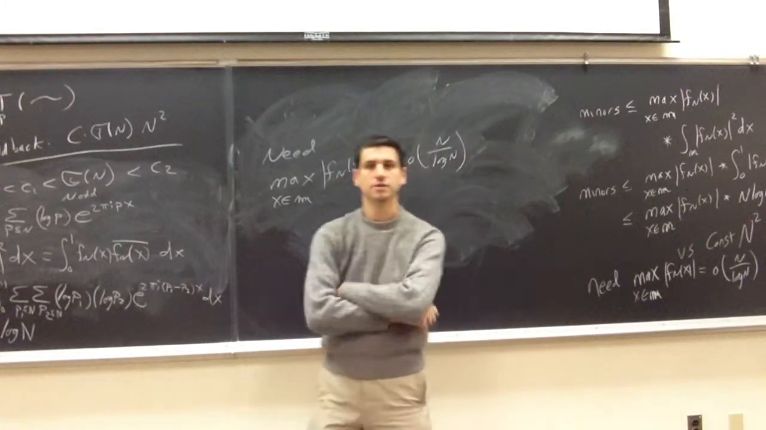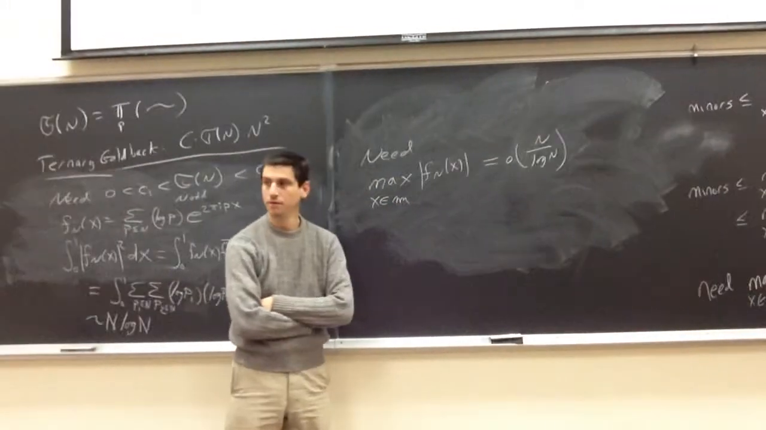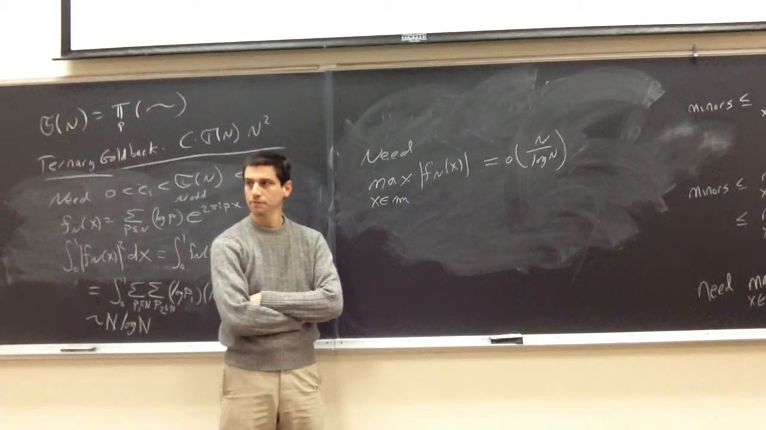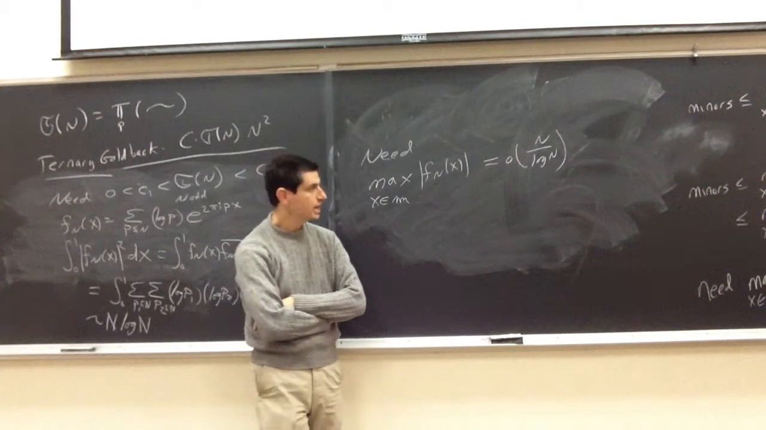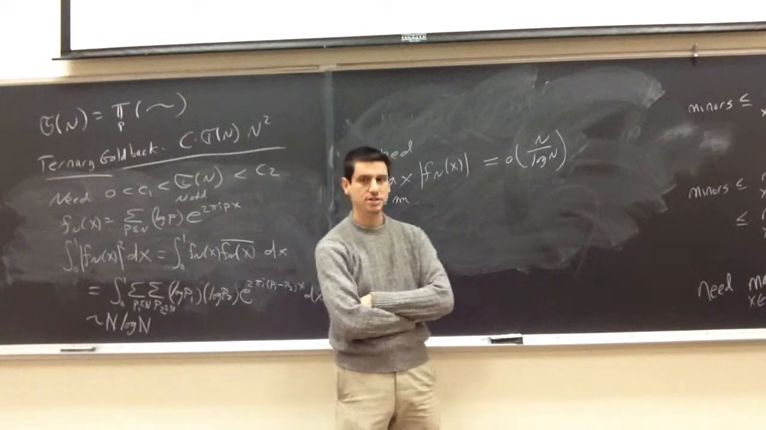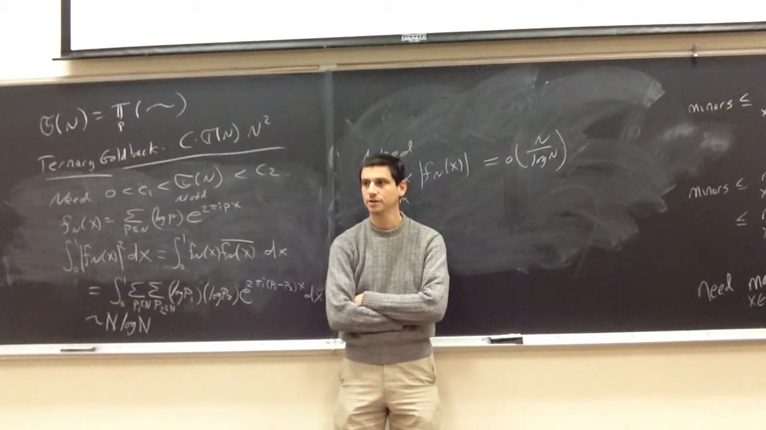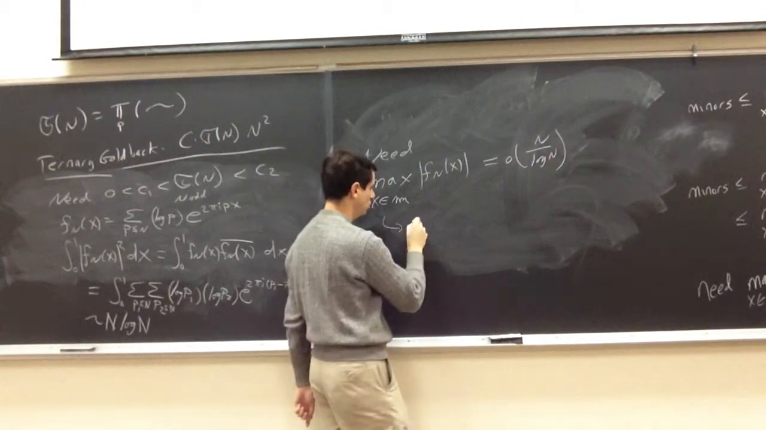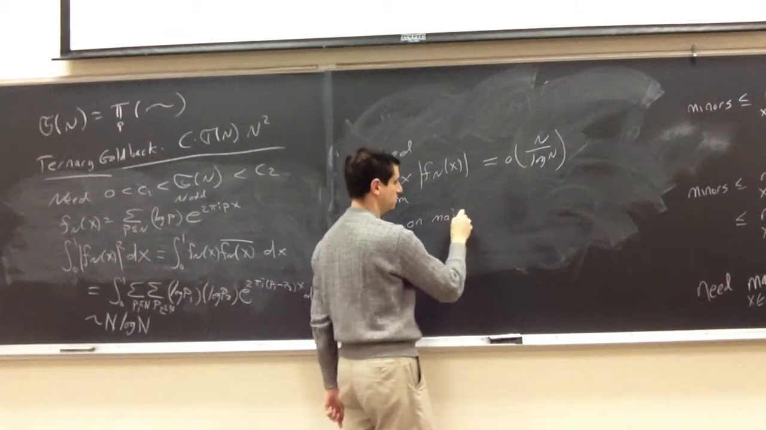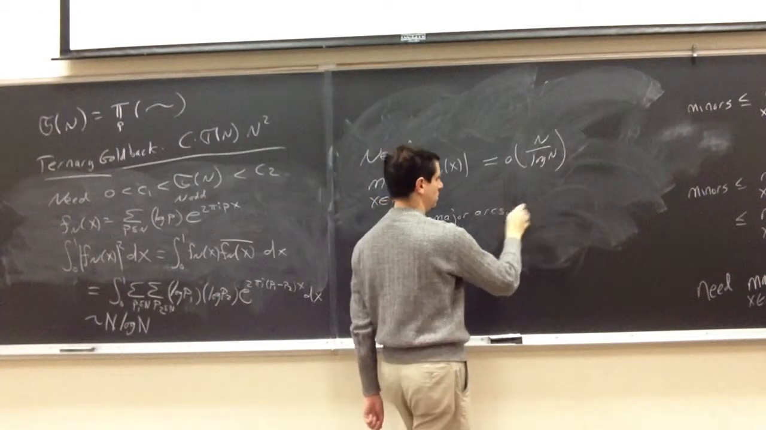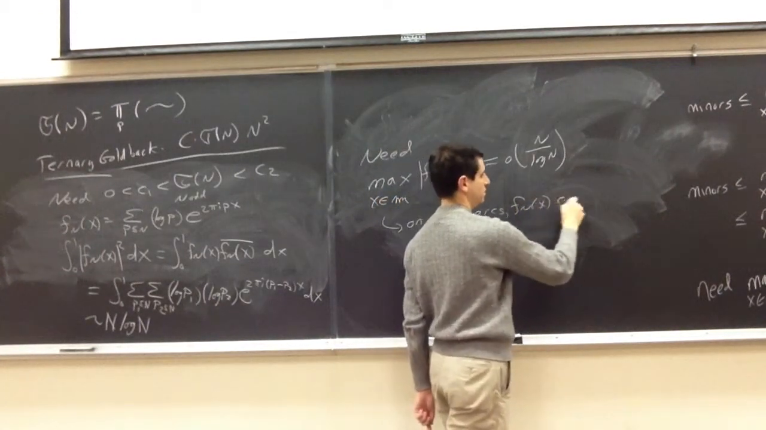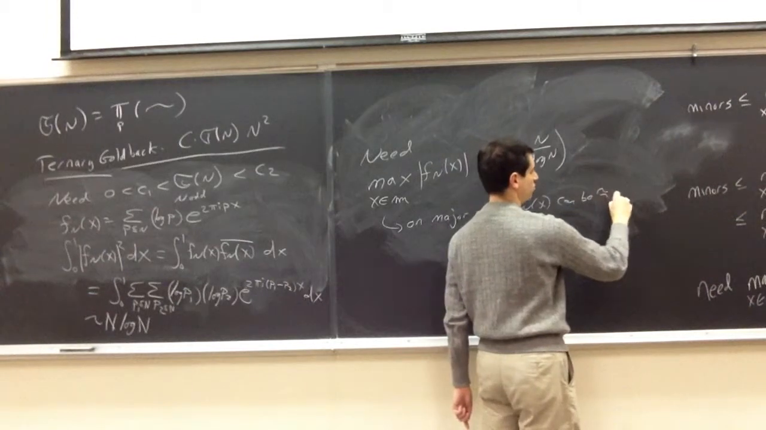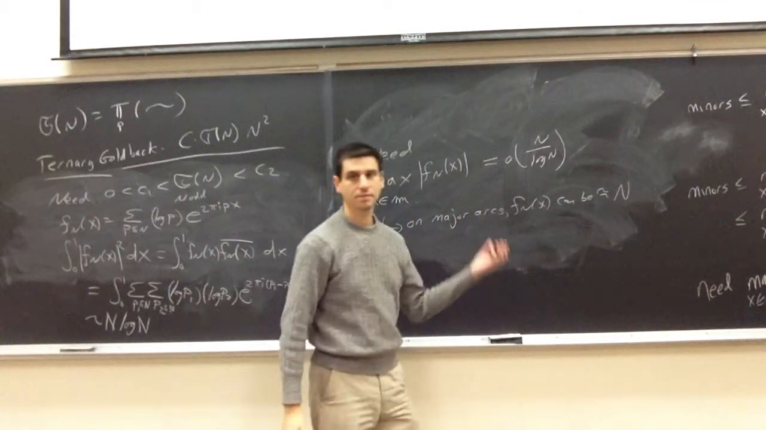What do you think? Well, you can't use the naive estimate. Why can't we use the naive estimate? It's n log n. Not n log n, it just gets to size n. On major arcs, fn of x can be approximately of size n.